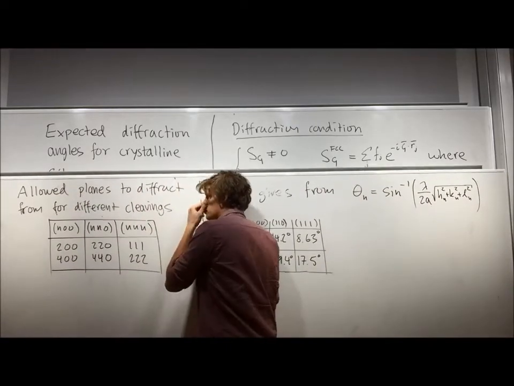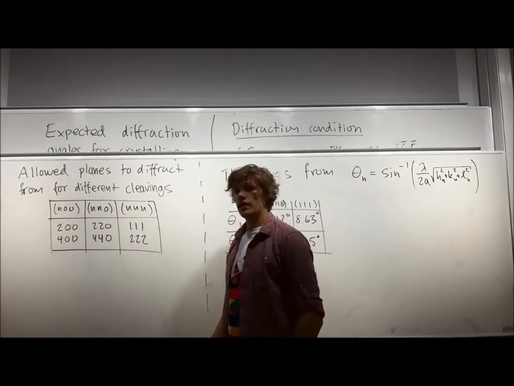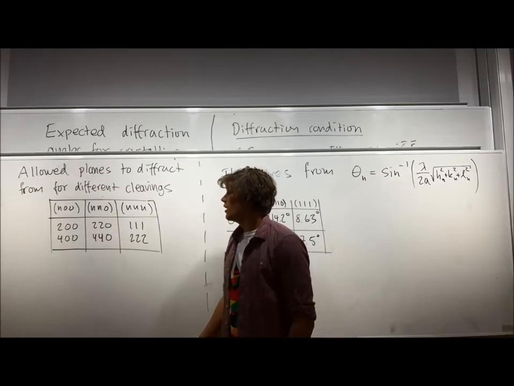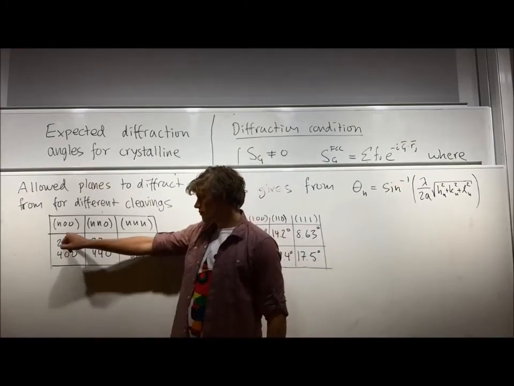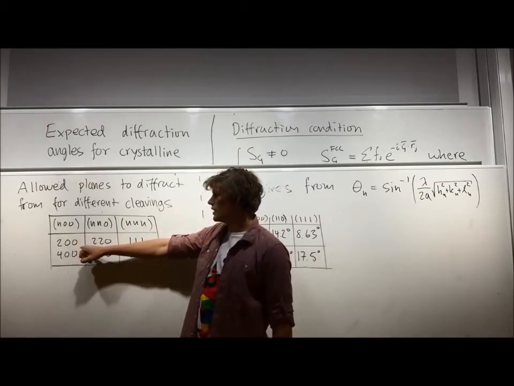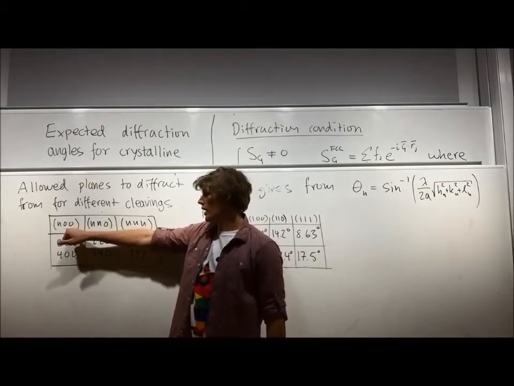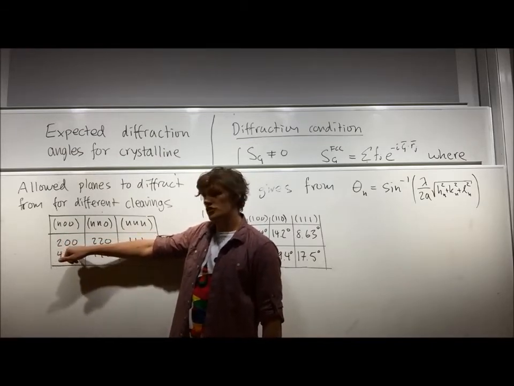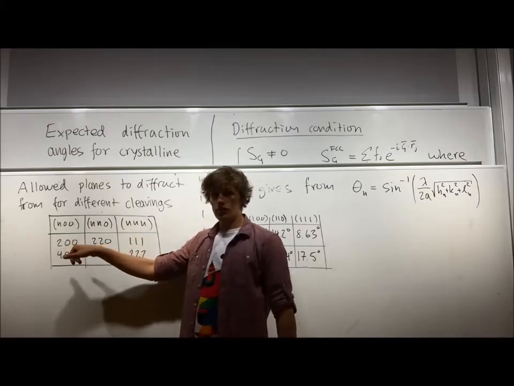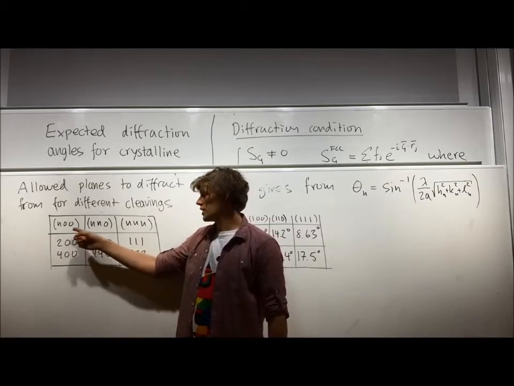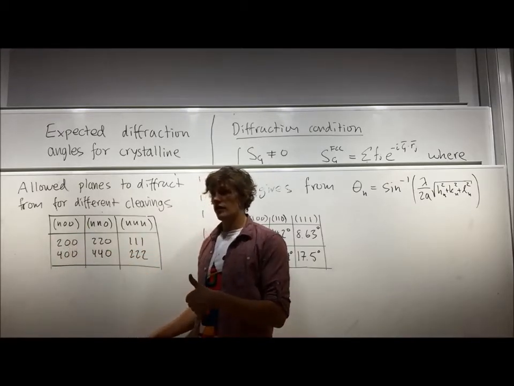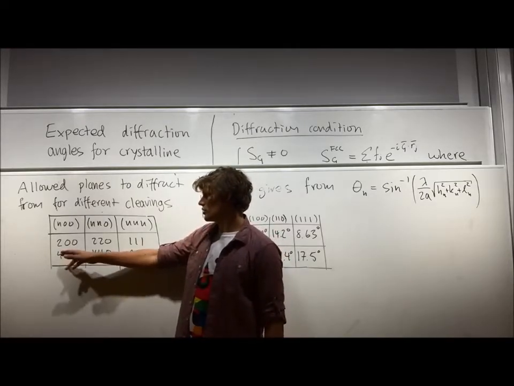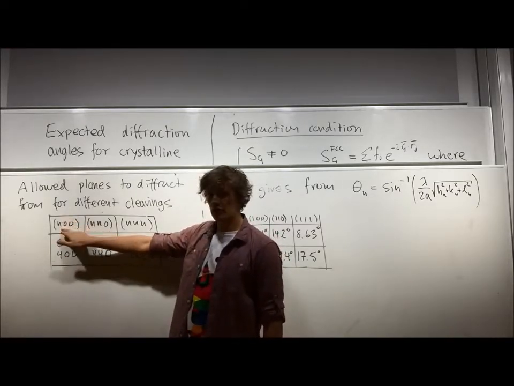Basically we can then say that the allowed planes for diffraction from the different cleavings is, for the 1, 0, 0 plane, it has to be either 2 or 4, because 1, 0, 0 or 3, 0, 0 doesn't have all H, K, and L even, or they're not all odd. So this is the only plane because they need to be parallel to the surface, right?